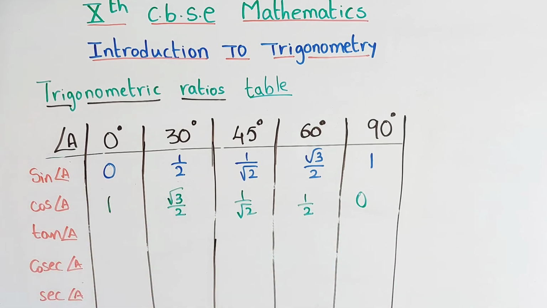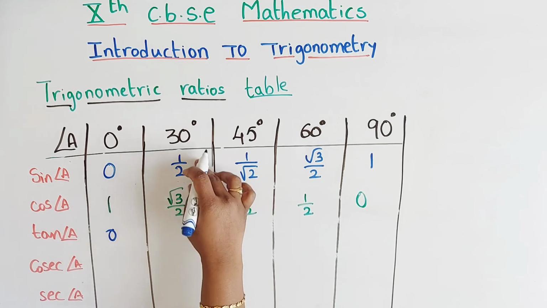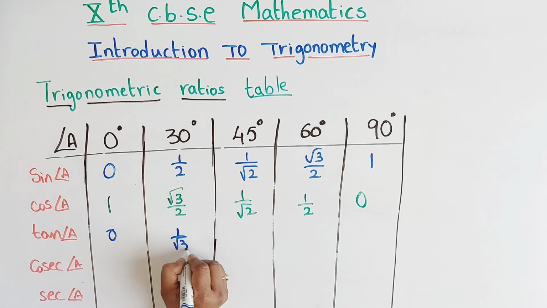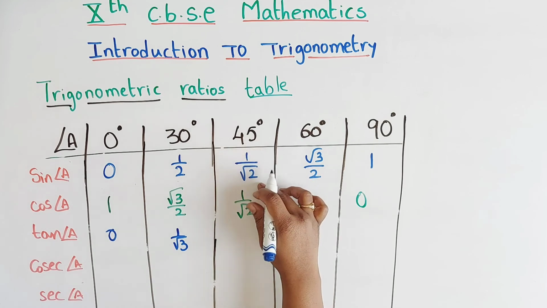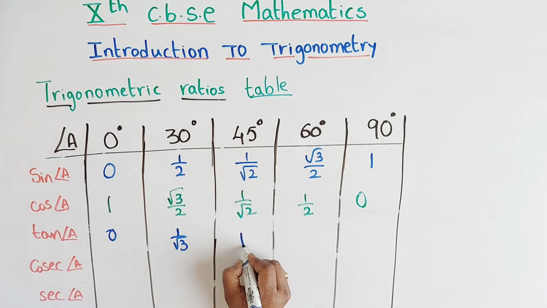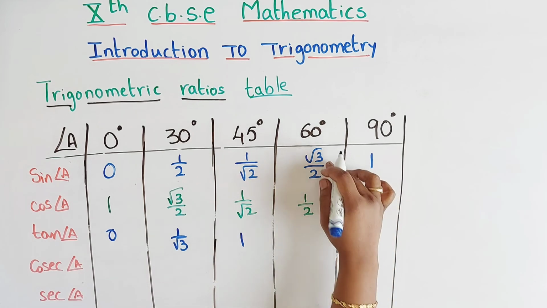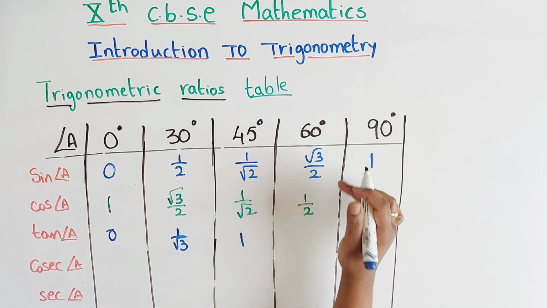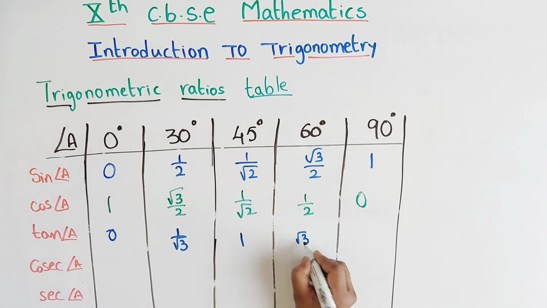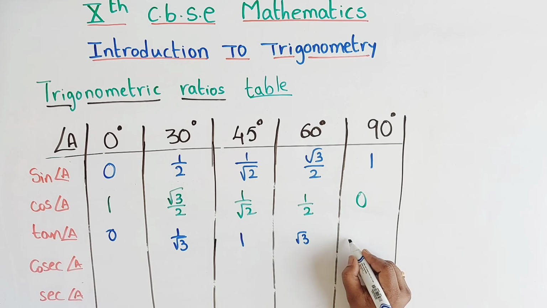Now the tan angle, it is very easy. Sin by cos. Correct. Sin by cos, see. 0 by 1 it is 0. 1 by 2 by root 3 by 2: 2 will get cancelled, 1 by root 3. 1 by root 2 by 1 by root 2: root 2 will get cancelled. It is 1. Tan 60 now. Root 3 by 2 by 1 by 2: 2 will get cancelled. Root 3 by 1, that is root 3. Tan 90 is 1 by 0, it is not defined.